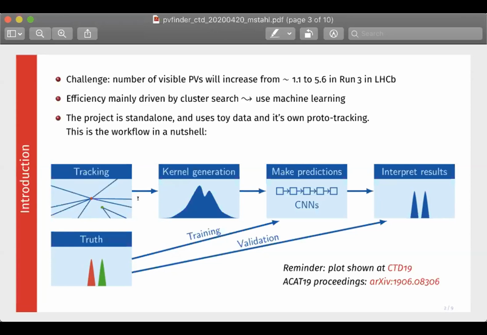It then feeds this histogram into convolutional neural networks, which are trained by true PV finding histograms, which have at the PVs a very sharp spike. These are used for training and validation. And as a reminder, the plots have been shown already last year by Henry, and you also see a link to the proceedings.